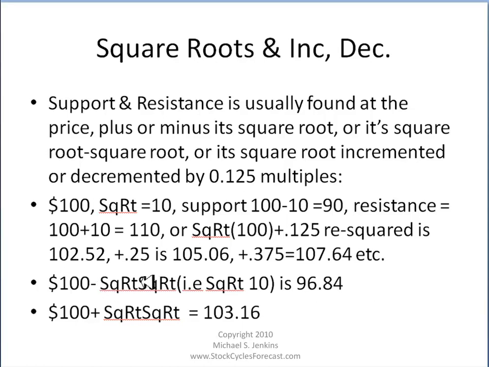Sometimes if we want to take a square root and it's too big, like $10 from 100, we can take the square root of a square root. So the square root of 100 is 10, but the square root of the square root is about 3.1 something. So we would subtract that and we get a price of about 96.84. Most of the square roots, the square root increments, and the square root of the square roots come out all the time in the market.